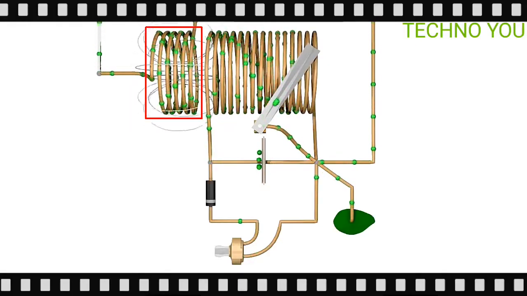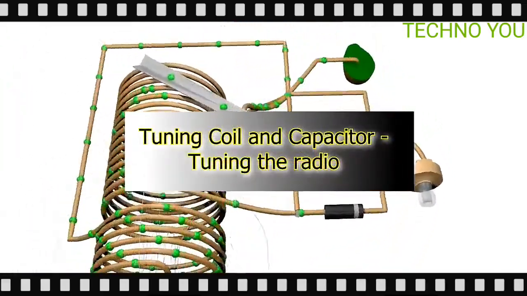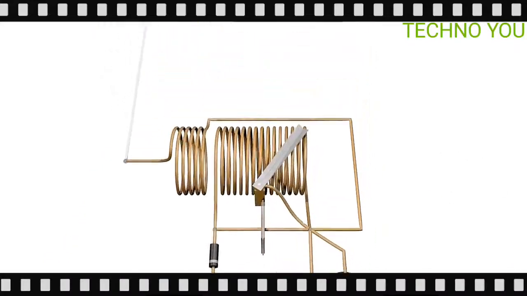What's the purpose of the coils and the capacitor? Why do we need to make the electrons go just one way through the earpiece? Let's start with this coil and this capacitor. Looking at the bigger picture, if you have multiple radio stations in range, then all of their radio waves arrive at the antenna at the same time.